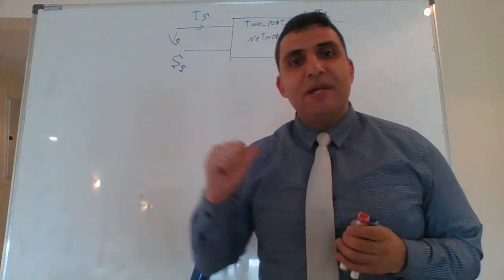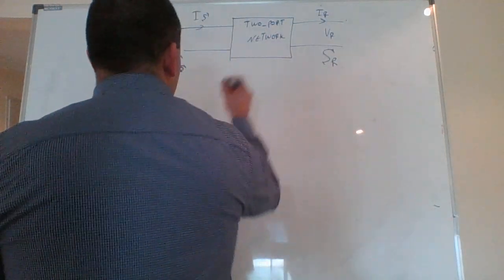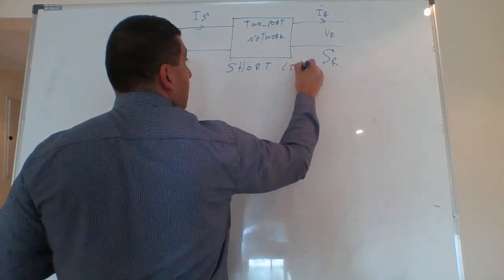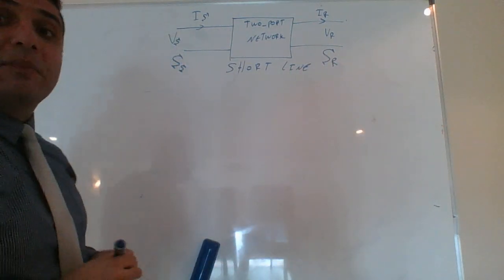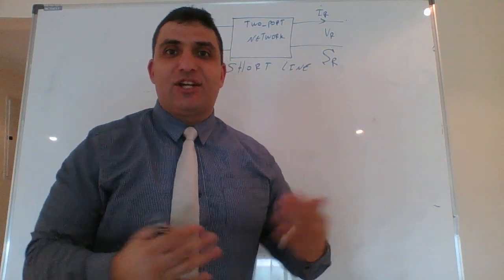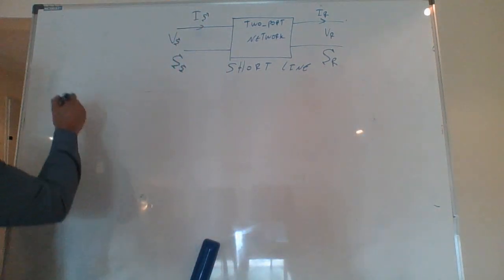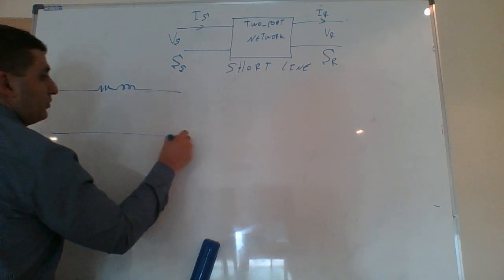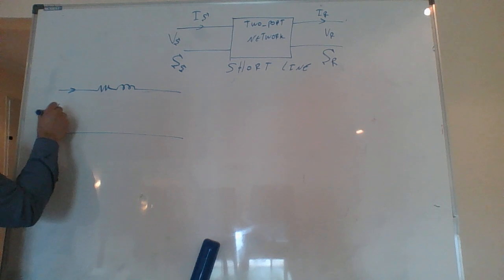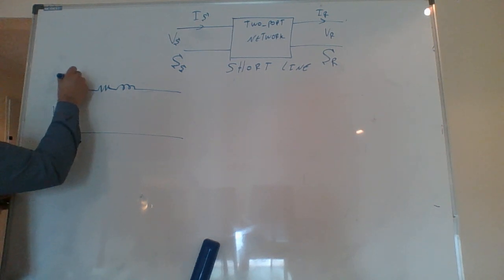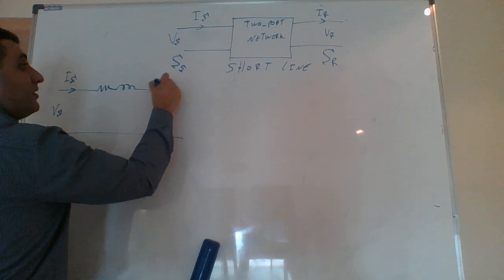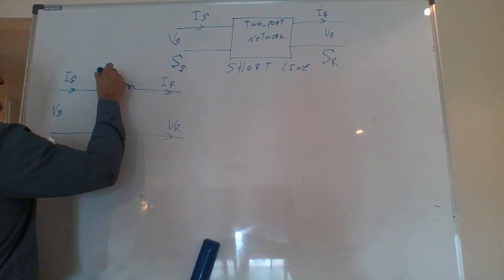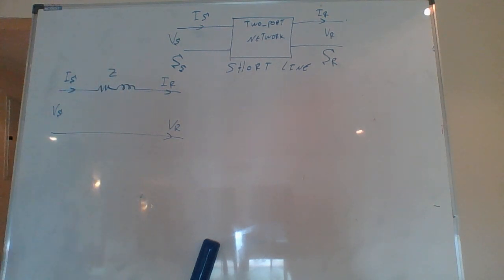Let's recall, we just mentioned a short line. Now we are going to do a short line. Under the short line, if you remember, we said we neglect the shunt component. So this will be the representation of our transmission line. I have Vs, Is, IR, VR, and this is my Z of the transmission line.